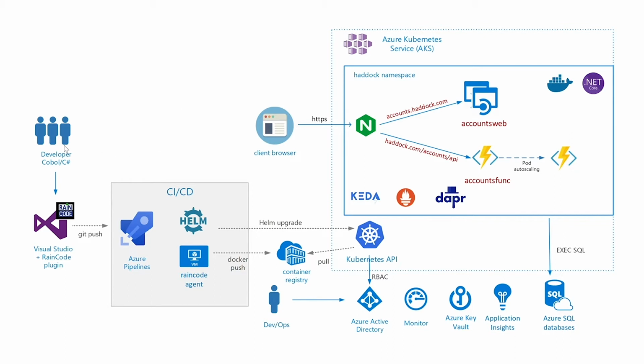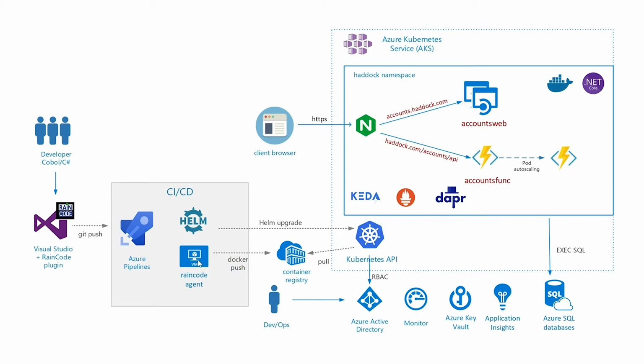The workflow is as follows. The developers write the COBOL application using the Visual Studio Raincode plugin. They commit and push their changes, which in turn will trigger the Azure DevOps continuous integration process. During the continuous integration process, the code is compiled and packaged into a Docker image that finally will be pushed to our Azure Container Registry. This process is executed by the Raincode agent, a self-hosted agent VM that includes all the tooling needed to do the COBOL compilation and the Docker packaging.